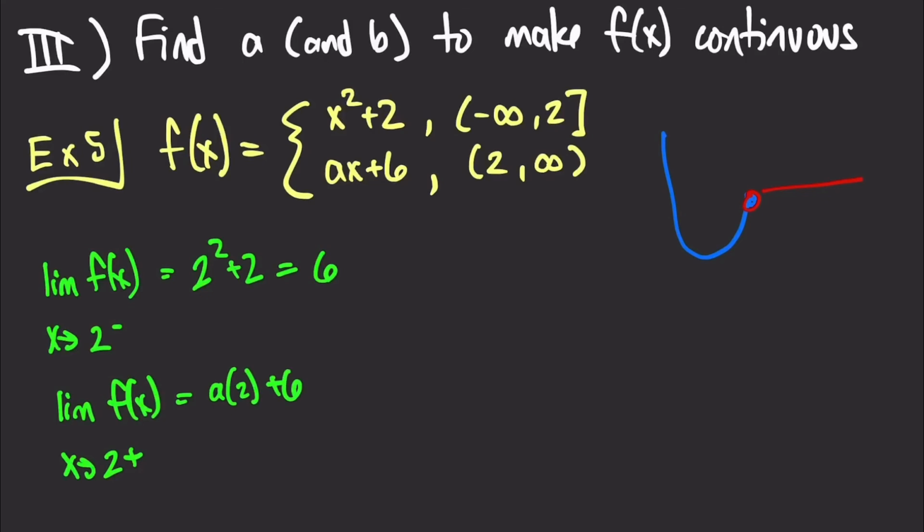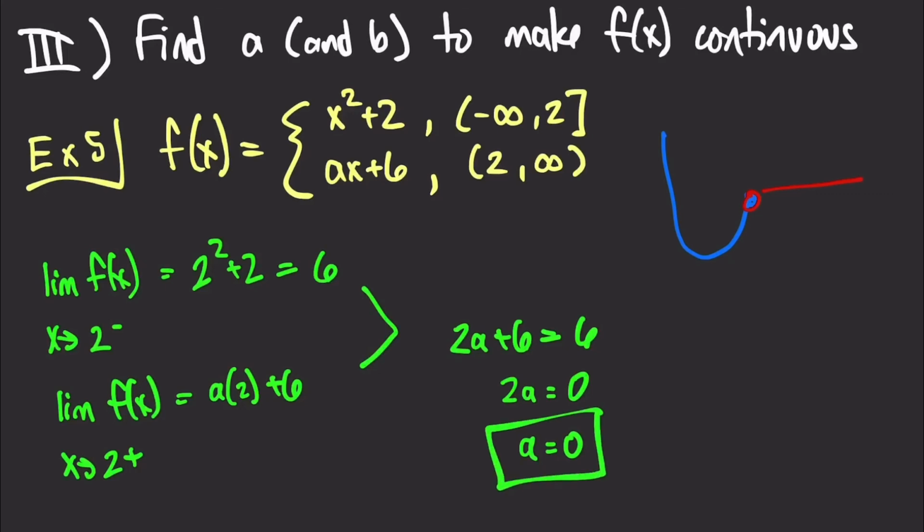So now, in order for this to be continuous, which is what I want, this and that have to be equal. So I need to set those two equal. So I'm going to have 2a plus 6 equals 6. Subtract 6 from both sides. 2a equals 0. Divide by 2. a equals 0. So what happens here is when a is 0, this piece here lines up like so. If a is any other value, we're going to have a different slope, and they won't line up.